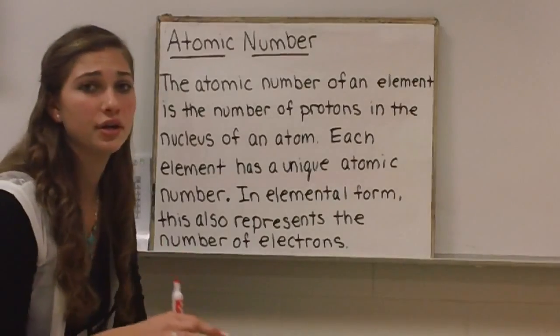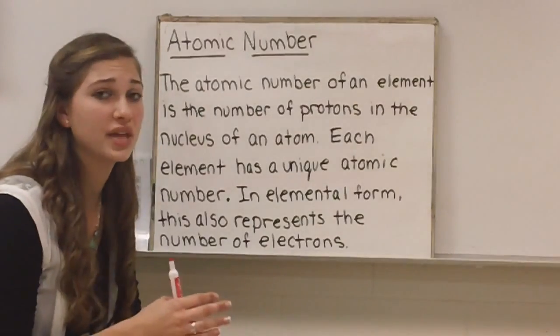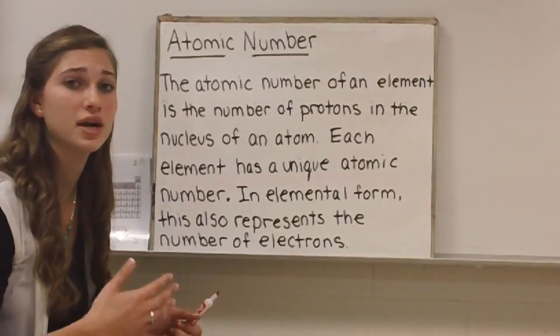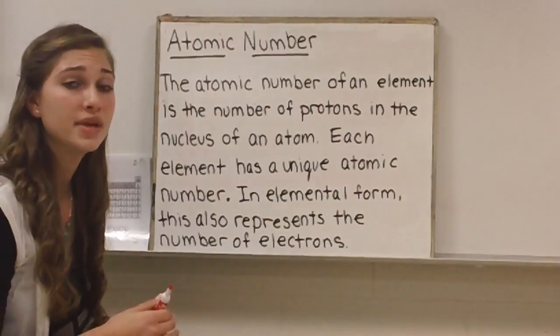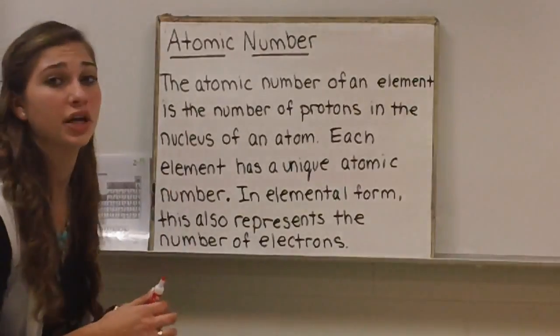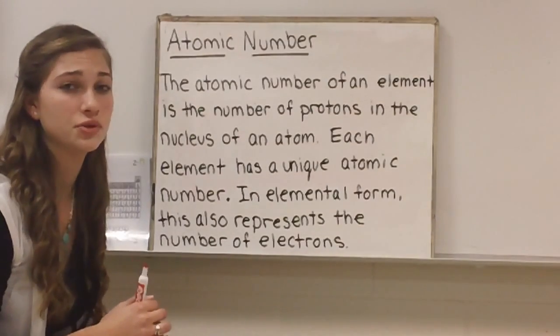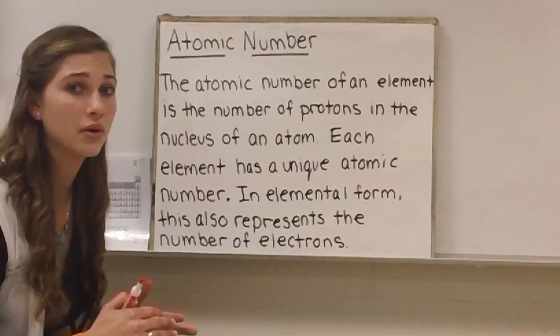So when we're talking about an atom that's neutral, so there's no charge, that means that they're the same amount of protons and electrons, meaning that the atomic number can also represent the amount of electrons. That's only if it's neutral. If it is not neutral, it's going to differ.